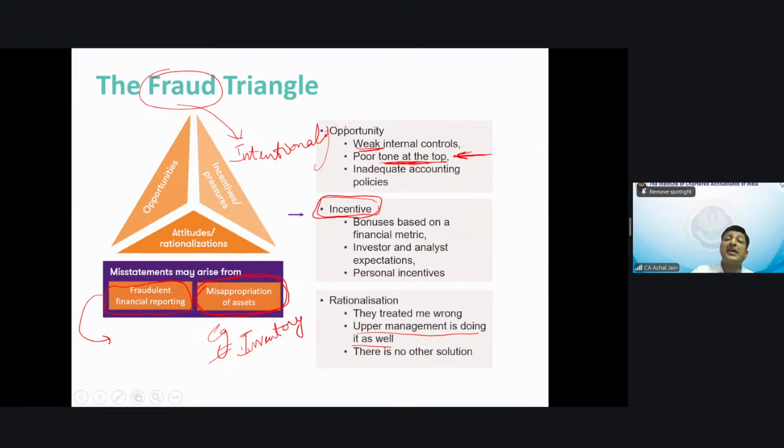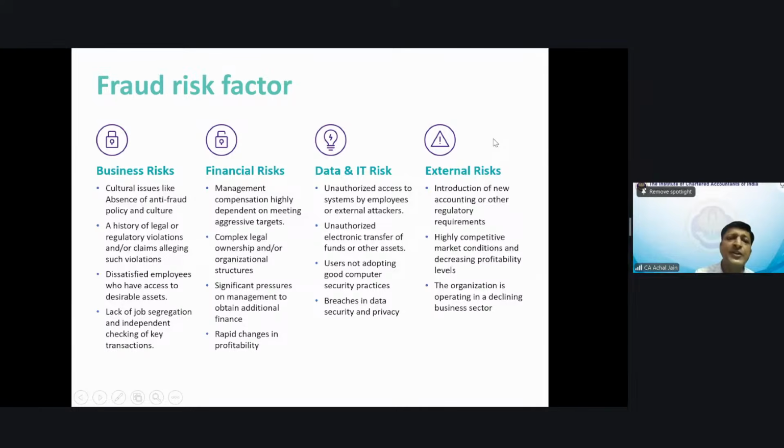Yeah. It's a deliberate attempt on the part of the entity, its employees, management. So it is something which is done knowingly, it's wrong. So that's what the auditor needs to be considerate of. Yeah, so that's what the auditor needs to consider. Now, what are the fraud risk factors you may have in relation to an organization?